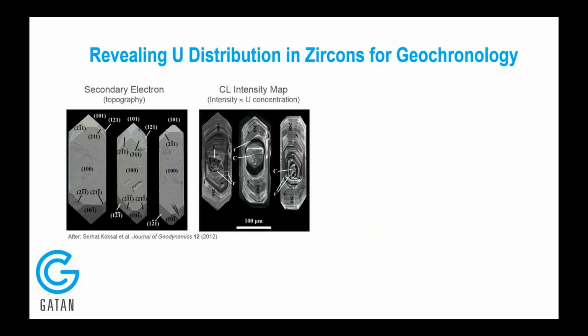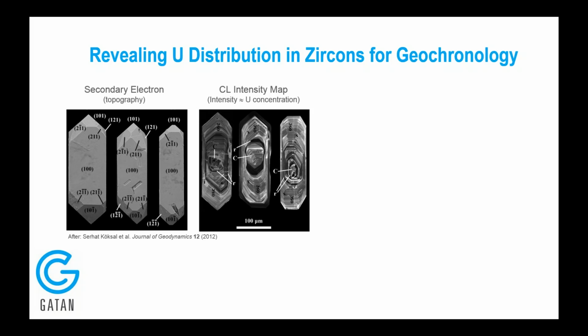So revealing the distribution of trace elements within minerals is actually very important for understanding geological histories. It can tell us how crystals initially formed, the types of temperature and pressure that they formed under, and whether they've been exposed to different events in their history which have changed their structure.